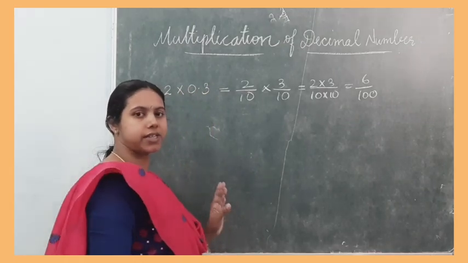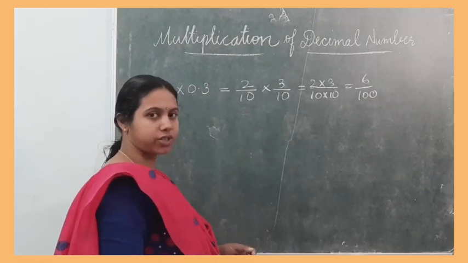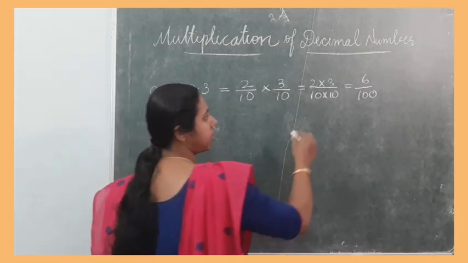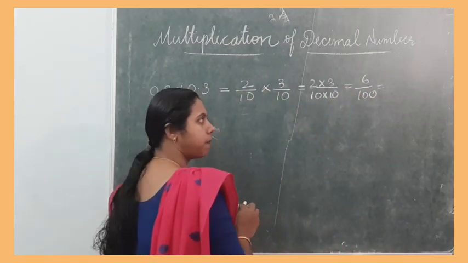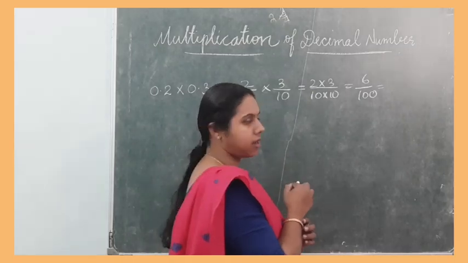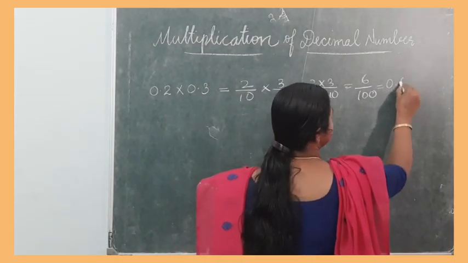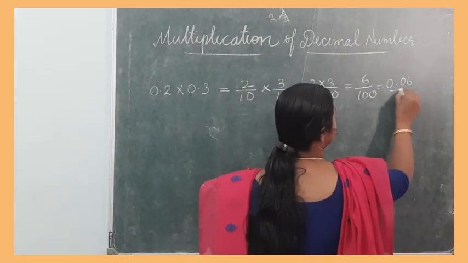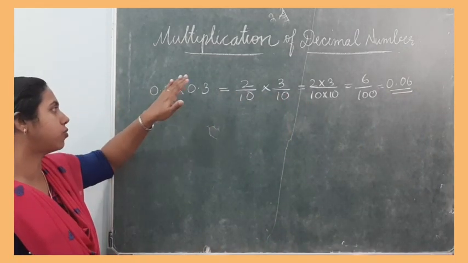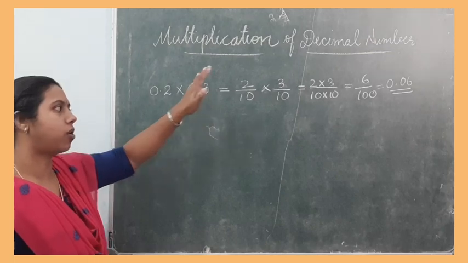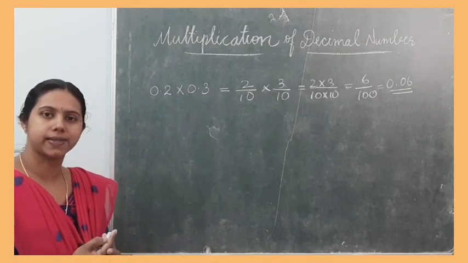6 by 100 is a fraction. You know how to change fraction to decimal. So 6 by 100, there are 2 zeros. So how many decimal places will come? 2 decimal places will come. So 0.06. So you got the answer 0.06. When you multiply 0.2 into 0.3, you got the answer 0.06.